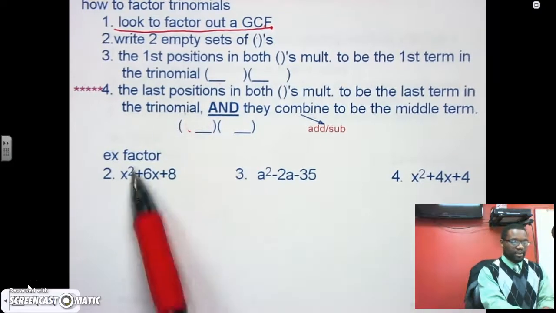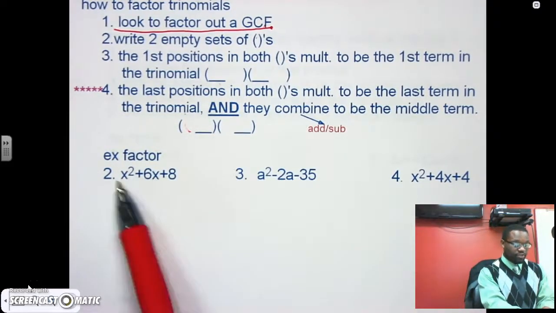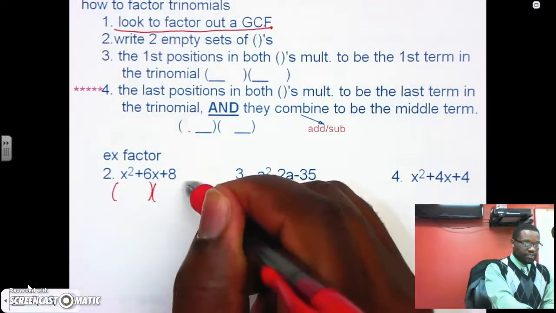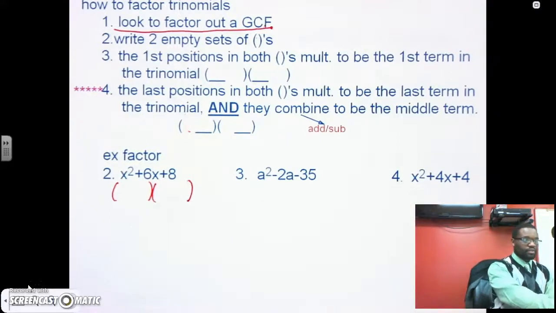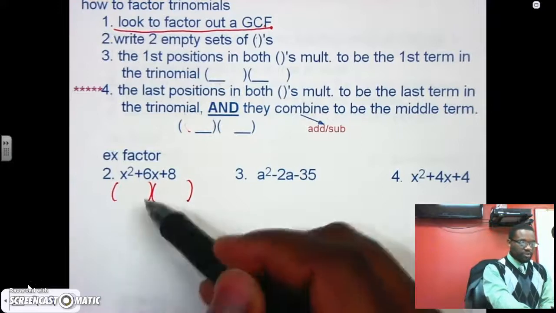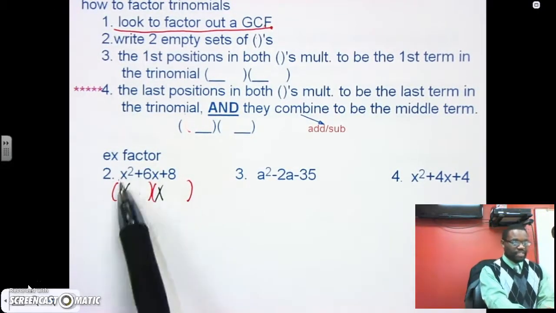First of all, look to factor out a greatest common factor. There is no greatest common factor. It almost looks like you can pull an x or a 2, but you can't. It has to be in all of them. The second step is to write 2 sets of empty parentheses. The next step is that the first number always multiplies to be the first term, which is x squared. So x times x is x squared.